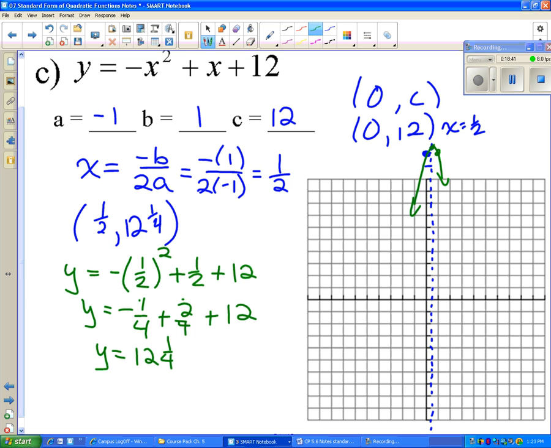Can I find other points? Sure. Remember, the way that this works is I can go out 1, down 1, and that's going to give me all the points I need. So I go out 1, down 1, gives me a point here. I can go out 1, down 1, 2, 3.